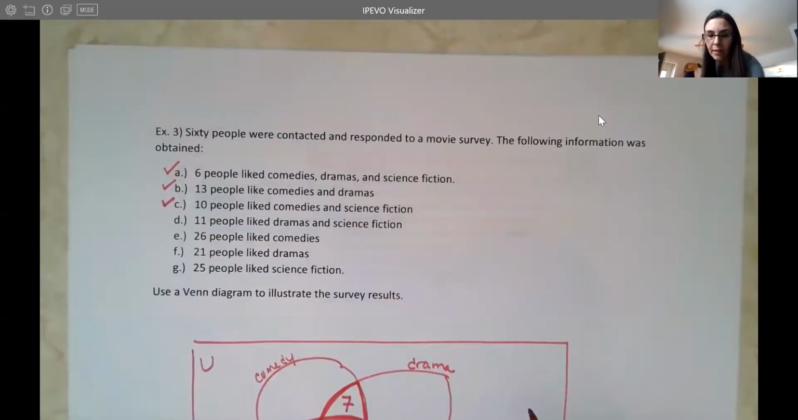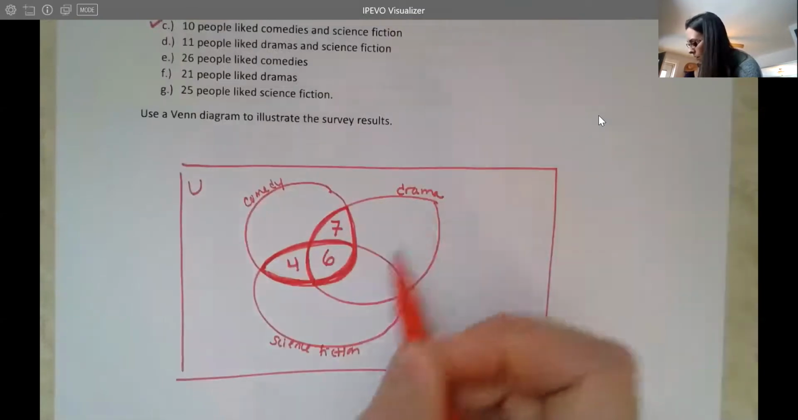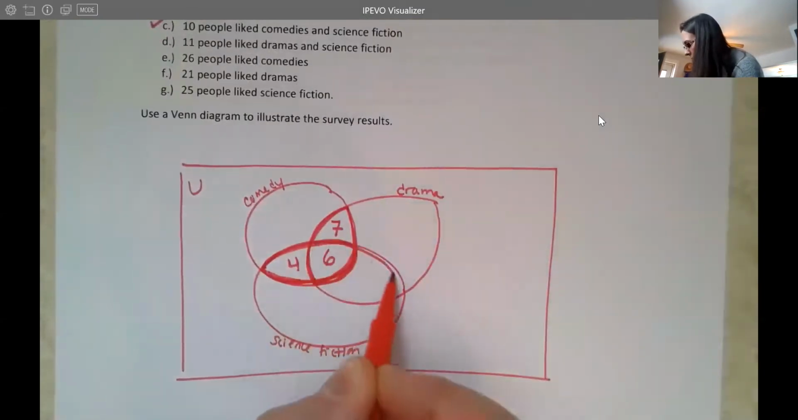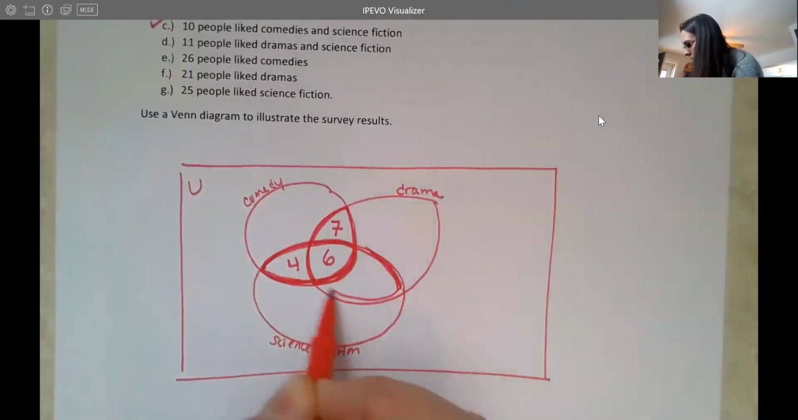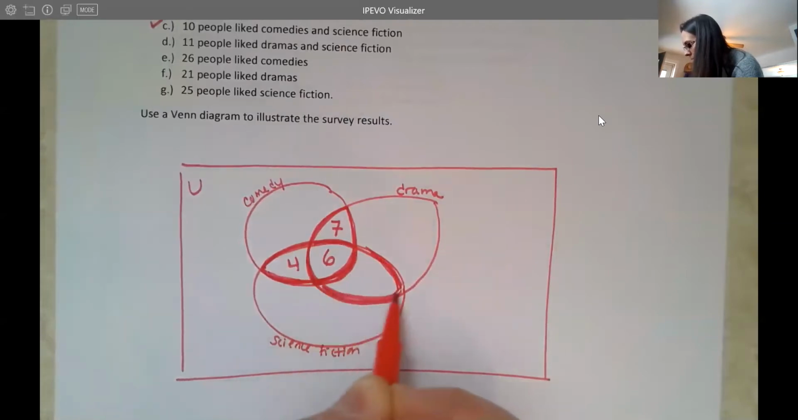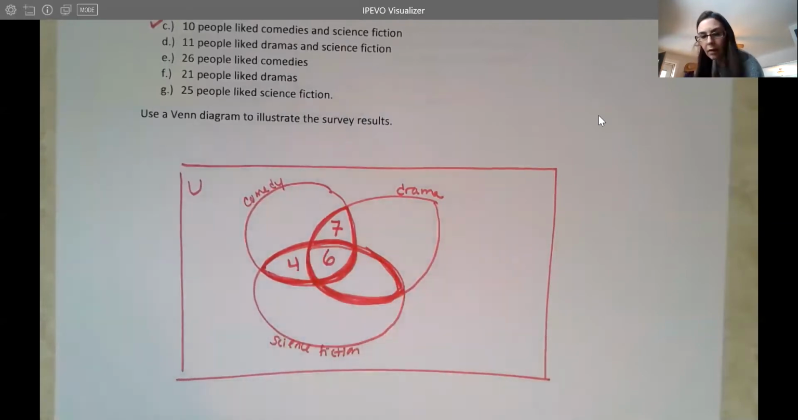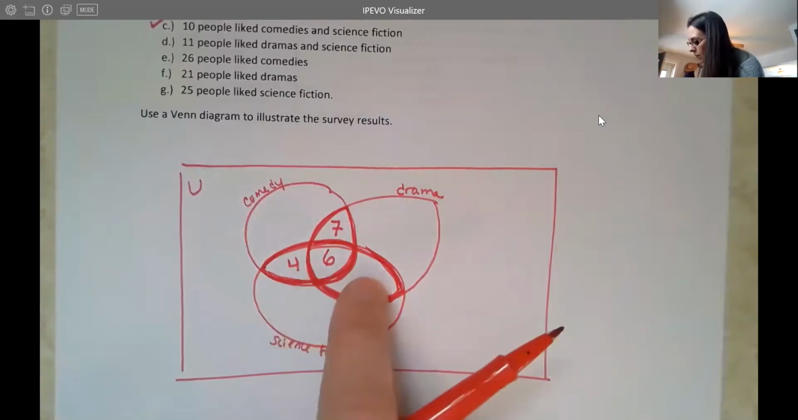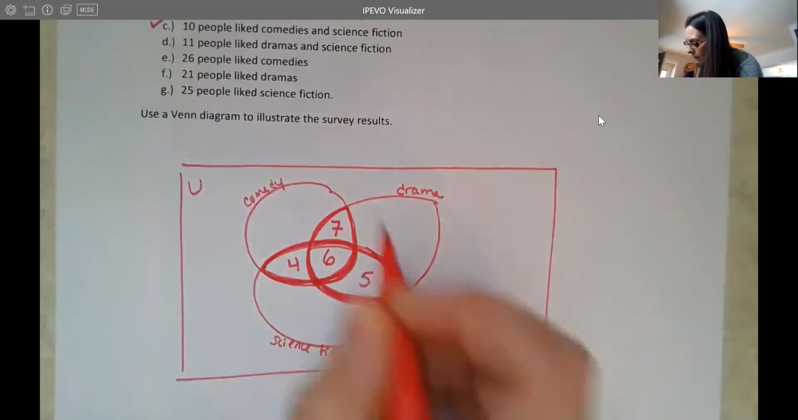11 people like dramas and science fiction. So here's my drama, here's my science fiction. So here's the petal that I'm looking at here. And I want this to be 11 altogether. I already have 6 in the middle, so I need 5 more to make it 11.